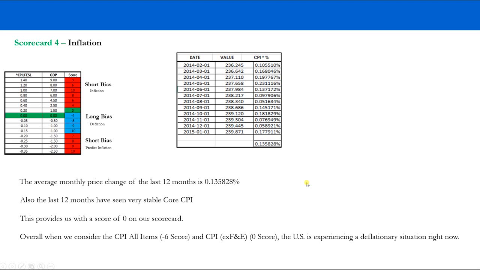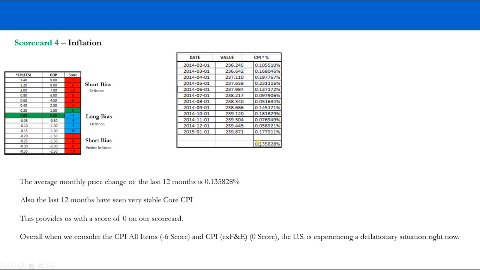If we take the last 12 months and work out an average, we get the average monthly price change of the CPI ex food and energy over the last 12 months. And this comes in at spot 135.828%. You'll notice that we're looking at a lot of decimal places here. We're not doing that by accident. It's because the numbers are incrementally very, very small month to month, so we want to be a lot more accurate in our analysis when looking at ex food and energy.